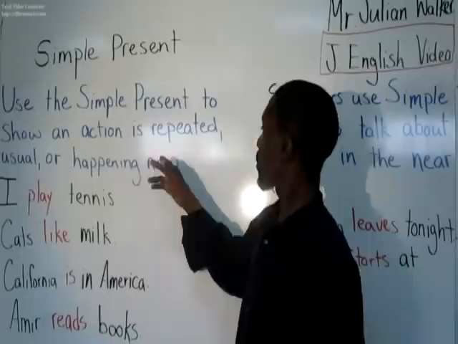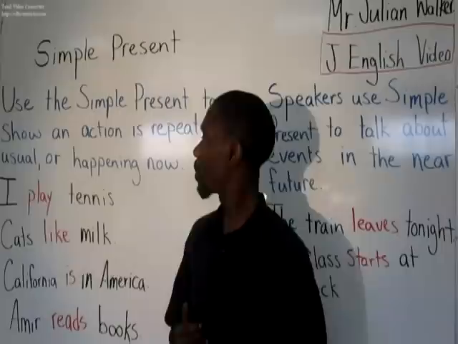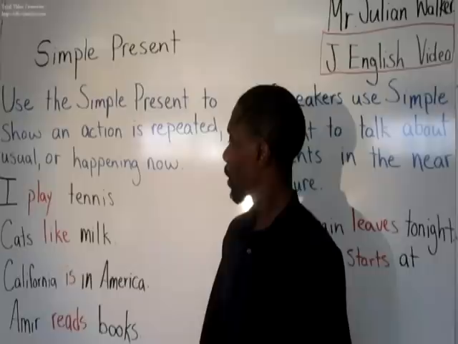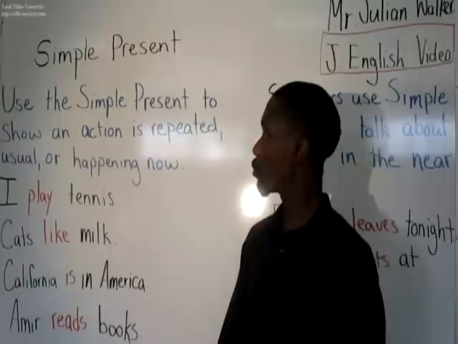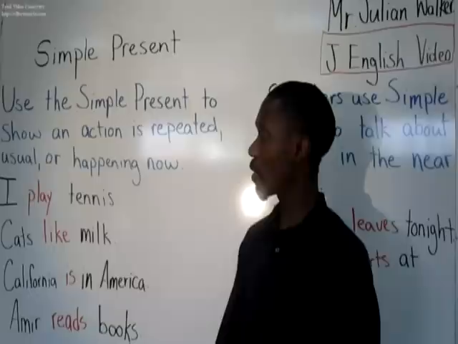Okay, let's look at the first sentence. I play tennis. This is something that's repeated or usual. Cats like milk. Again, I would say this is repeated, usual. California is in America. This is something that is definitely repeated, usual, and is happening now. If you go and fly to America right now, California is in America. Okay, let's look at Amir reads books.